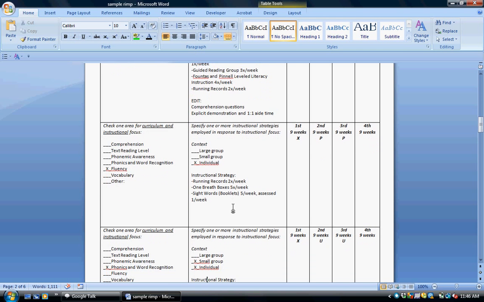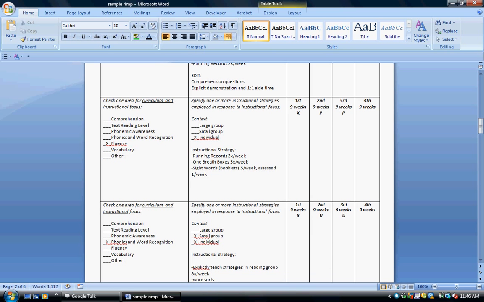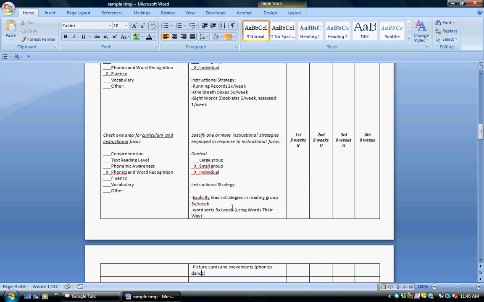I need to see how often you're doing this stuff, y'all. So he's in reading group 3 times a week. He'll get 3 times strategy instruction. Word sorts 5 times a week. Using the words their way. It's a good thing we're all learning together. And he gets instruction with the picture cards and the movements 5 times a week.